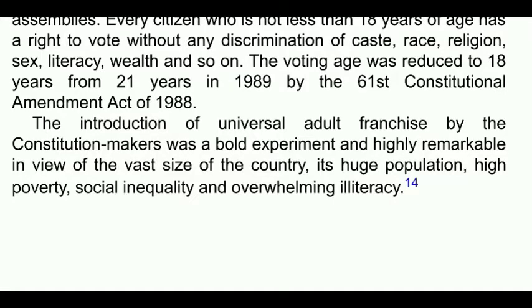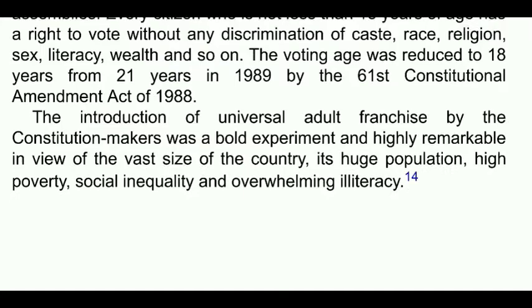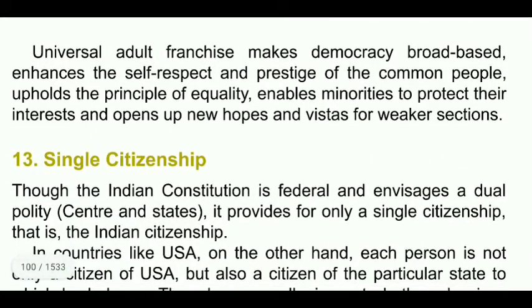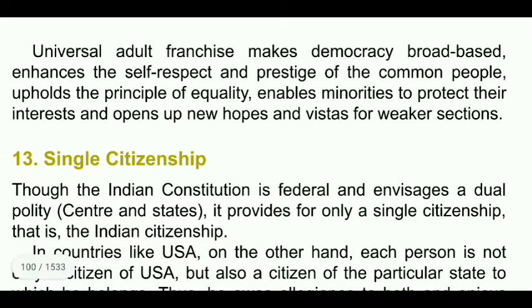The voting age was reduced to 18 years from 21 years in 1989 by the 61st Constitutional Amendment Act of 1988. The introduction of universal adult franchise by the constitution makers was a bold experiment and highly remarkable in view of the vast size of the country, its huge population, high poverty, social inequality, and overwhelming illiteracy. Universal adult franchise makes democracy broad-based, enhances the self-respect and prestige of the common people, upholds the principle of equality, enables minorities to protect their interests, and opens up new hopes and vistas for weaker sections.